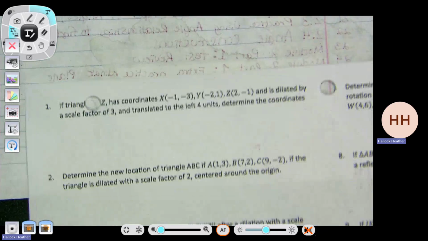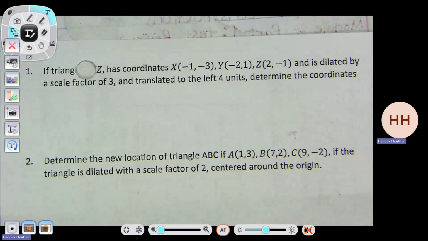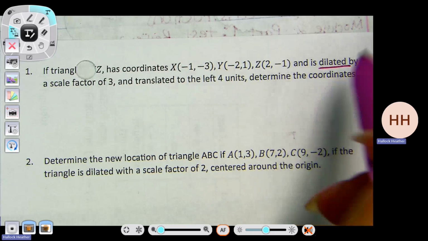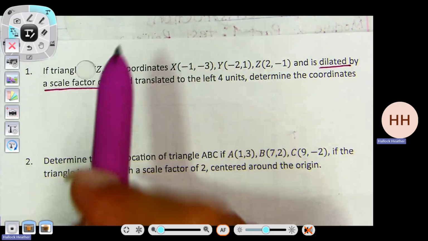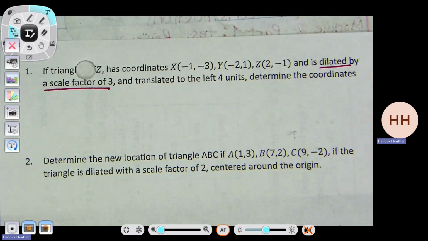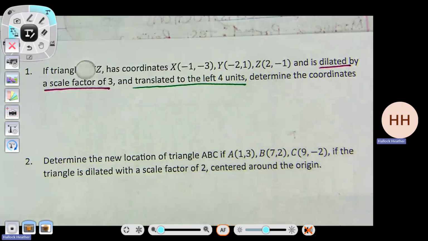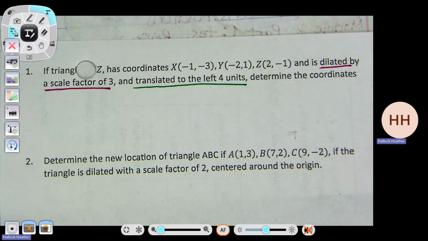So number one: a triangle, which has been hole punched out, has coordinates, and it's dilated by a scale factor of 3. Because that says it first, you have to do that first. You cannot go out of order. Then it's translated left 4 units, so that's what you do second. Okay, so I have to dilate it first.